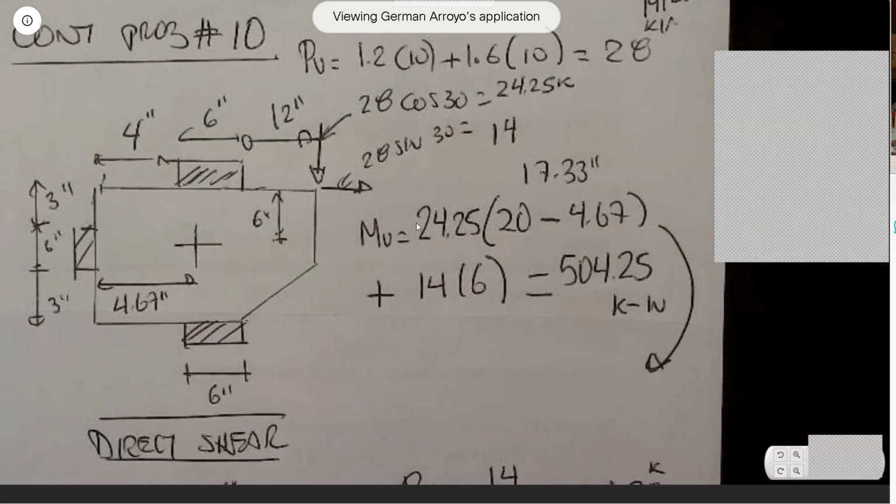And the moment about the centroidal axis, about this point, this is producing a clockwise moment. This is also producing a clockwise moment. That's why I had 24.25. This 20 is the total distance, look, 12. Should be 20.